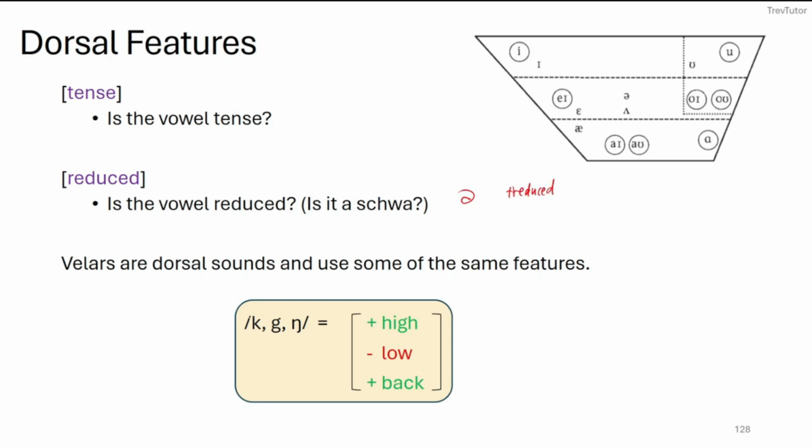So let's think about these dorsal sounds here, k, g. Like I said before, these are going to be plus high and plus back. That captures it. If we want to add that specification in, we would also say minus low. It does not make sense to talk about tenseness or reducedness for consonants because consonants cannot be tense. That is a feature of vowels, and same with reduced qualities. A consonant is not going to be reduced.